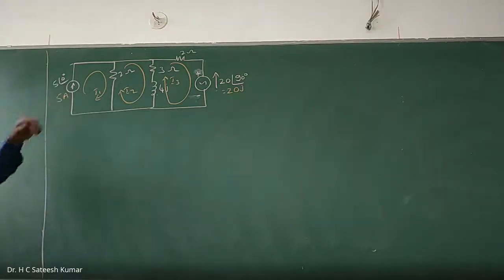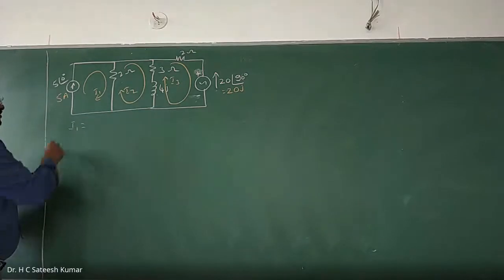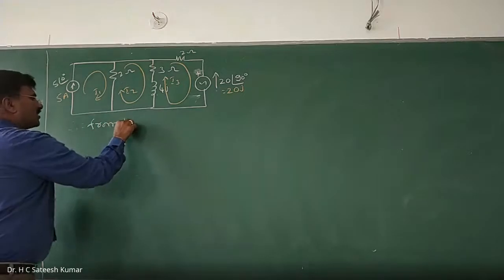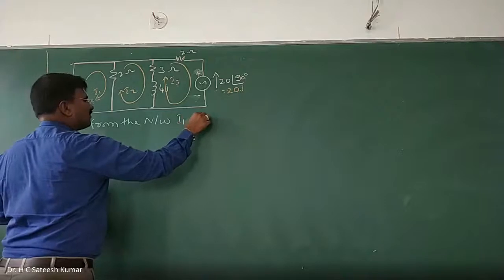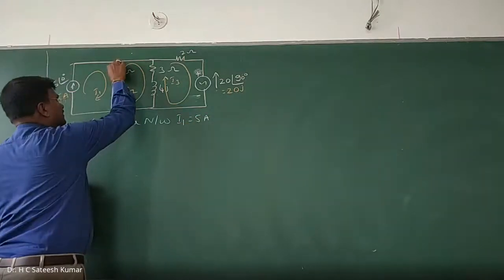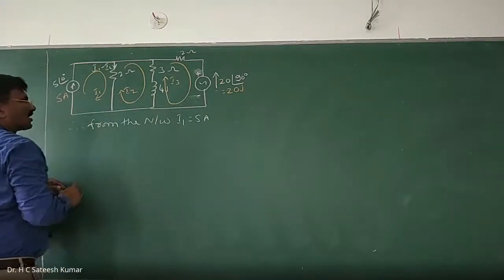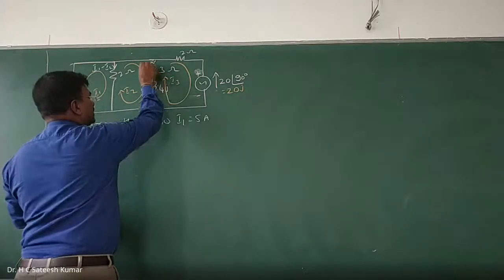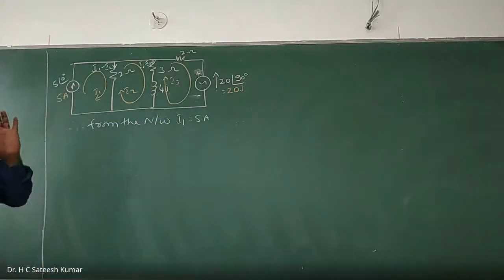Now, the current source is in the perimeter of the network. Since the current source is in the perimeter of the network, I1 is equal to 5 amps. And this current is I1 minus I2, and this current is I2 minus I3. So I1 is 5 amps.